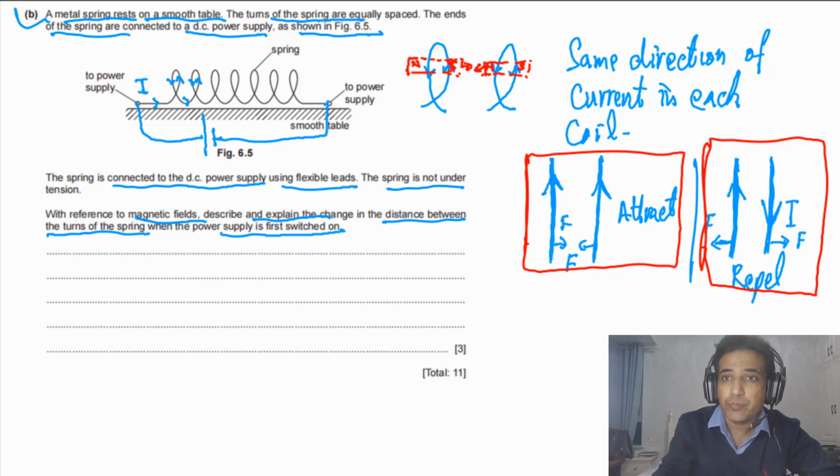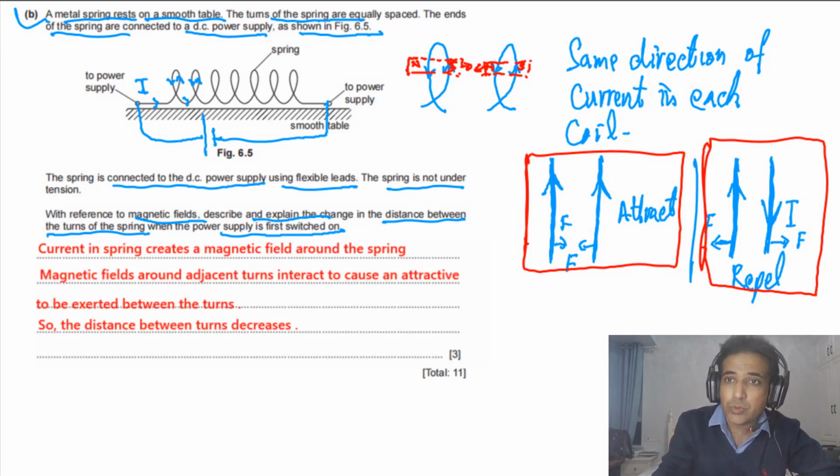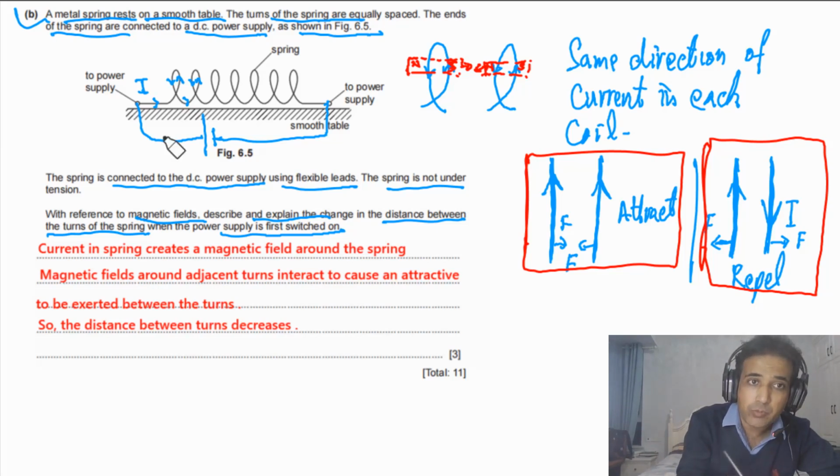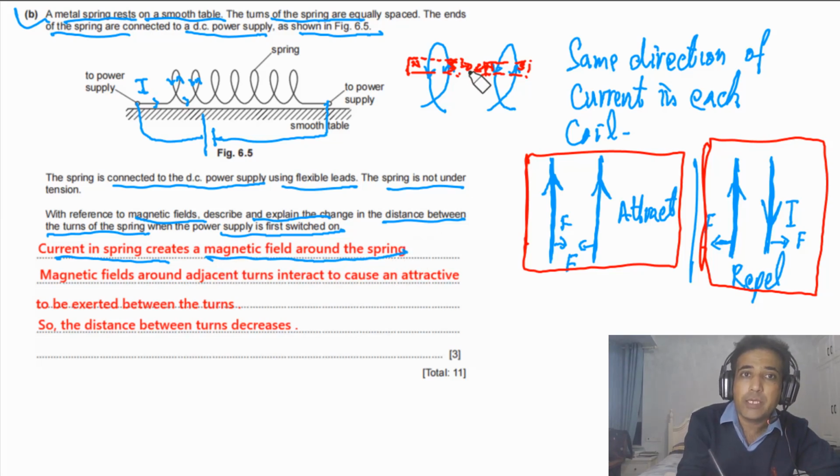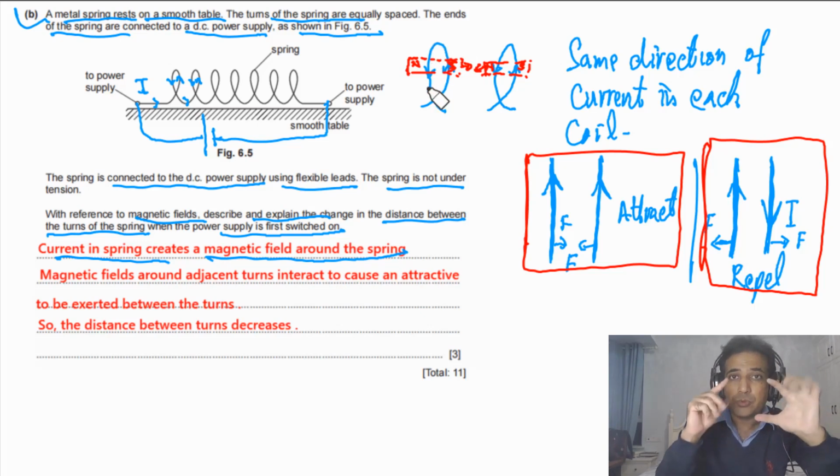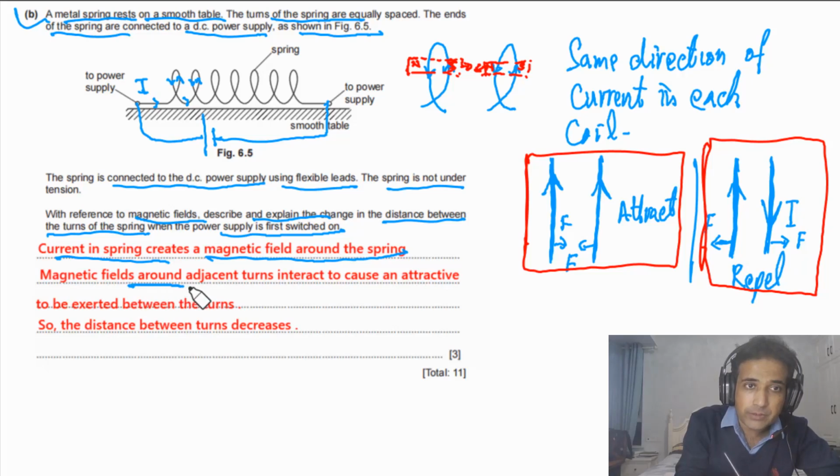Now let me show you how you can write down the answer. This question has 3 marks, so you can write about these points. First thing you can say: current in the spring creates a magnetic field around the spring. As we have discussed here, current in each turn produces its own induced magnetic field. Magnetic fields around adjacent turns interact to cause an attractive force to be exerted between the turns.